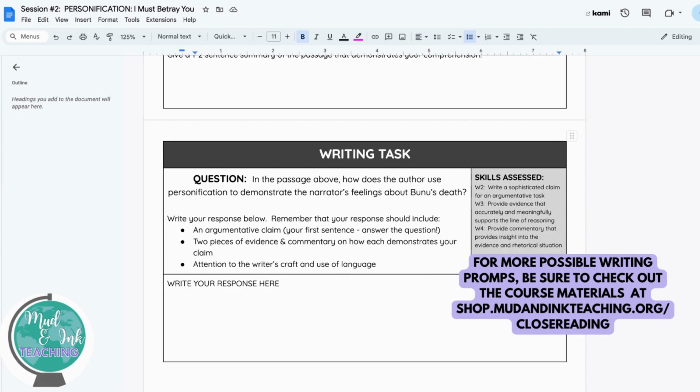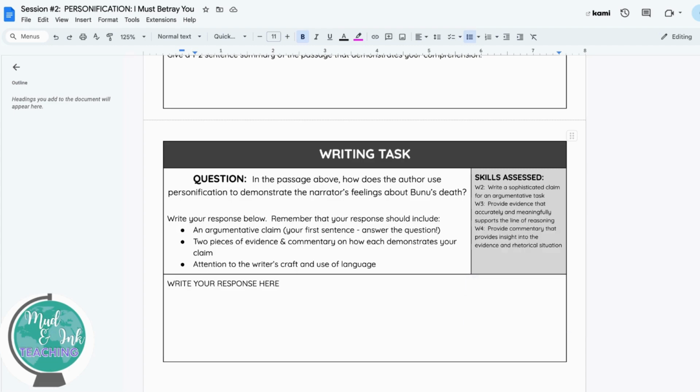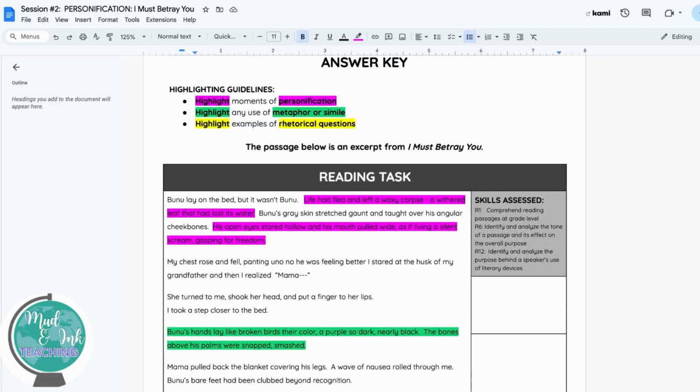So we have set this up so that the goal of personification is to demonstrate emotion, demonstrate feelings about what? About this character's grandfather's death. And so we already know what the goal is. To make this harder, maybe you don't give that to the students. They need to figure out what the personification is doing altogether. In this case, we've given them that scaffold. So let's take a look here.